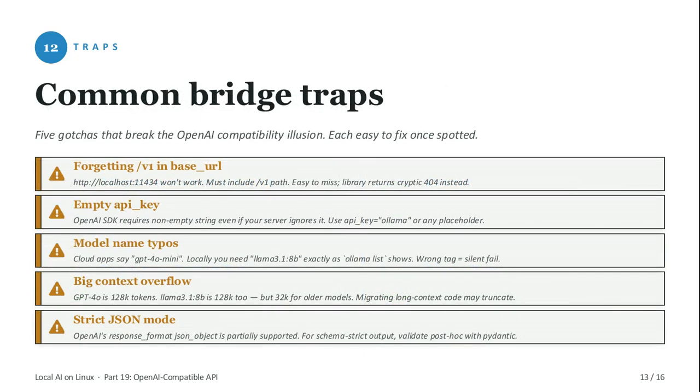Before you start swapping URLs, let me save you an afternoon of debugging. 5 traps catch almost everyone. Forget the /v1 suffix and you'll get a cryptic 404. Leave the API key empty and the SDK refuses to even send the request. Pass any placeholder string and it's happy. Model names must match ollama list exactly. Watch the context window on older models and treat JSON mode as best effort. Validate with Pydantic if your schema actually matters.